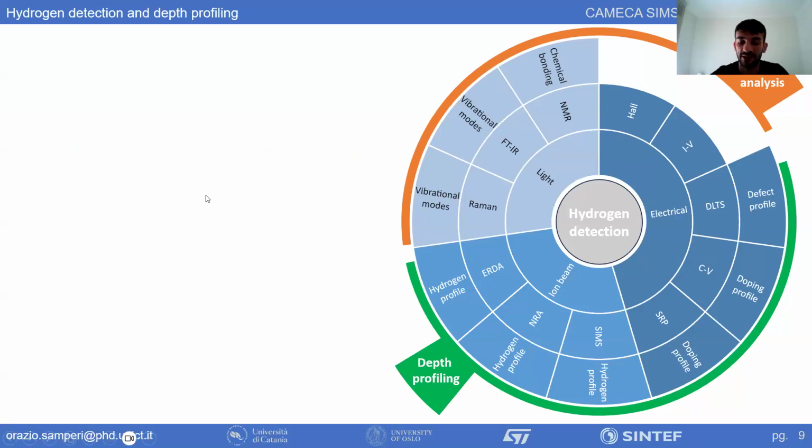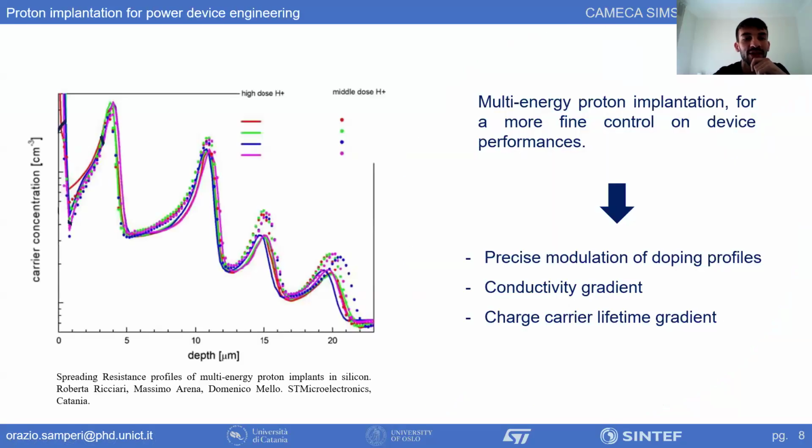What is really important with hydrogen is that if you can measure the electrical properties produced by the proton implantation, you also need a complementary means to give a sense to these measurements. And the complementary means should be a technique able to detect the hydrogen.